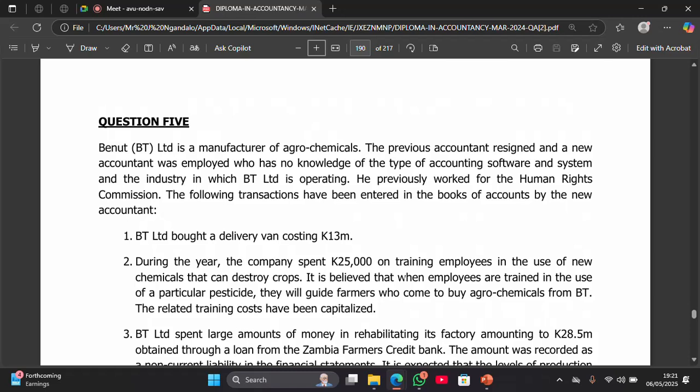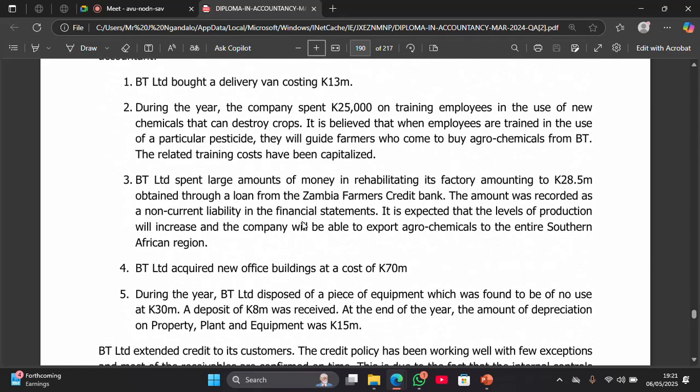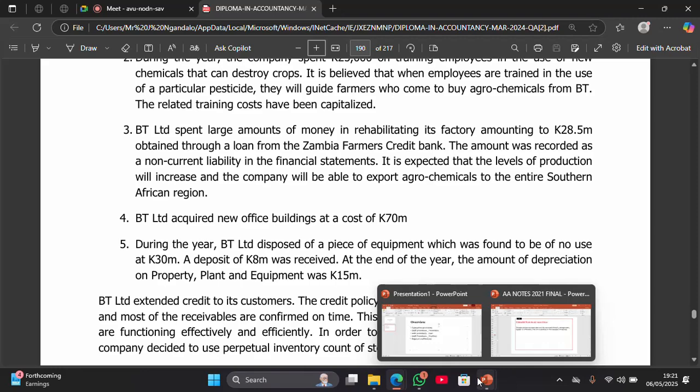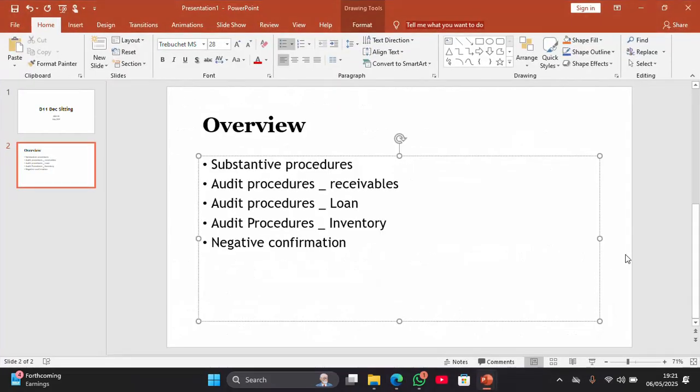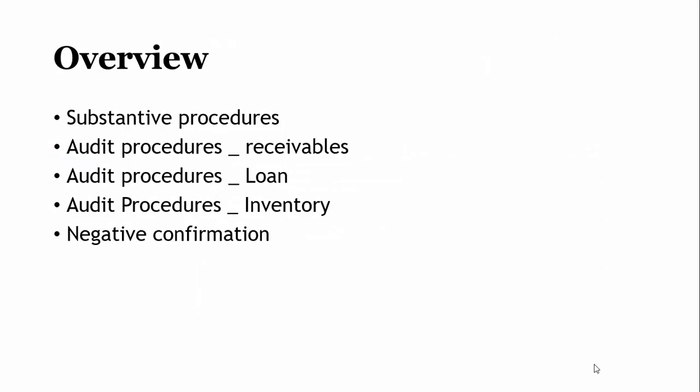audit procedures, and immediately you mention audit procedure, you are talking about an action that you would take in order to get evidence. I hope that you're understanding that. So now the overview of the question, perhaps we can look at that. Our question looks at substantive procedures on items that are going to be read.